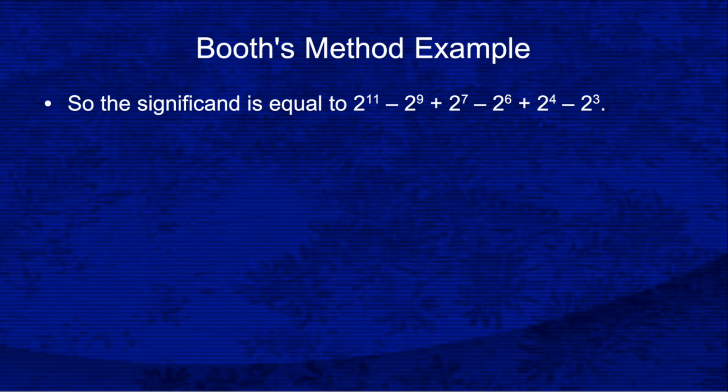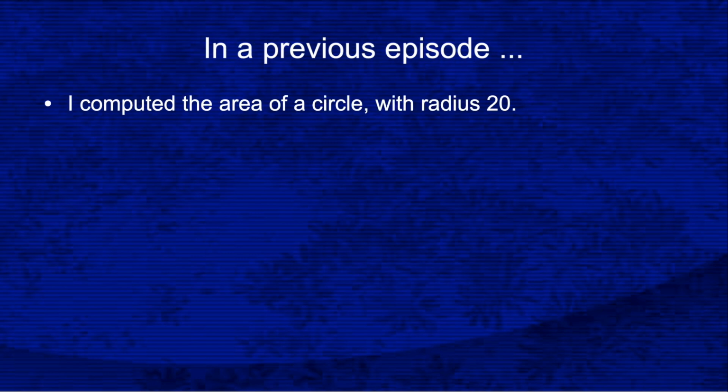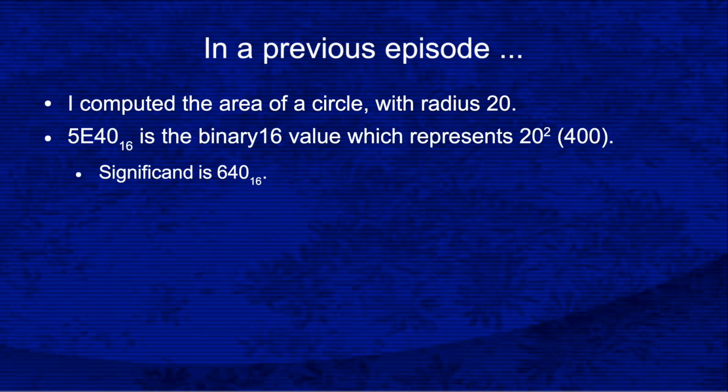So, the significand of the multiplier, described as differences of powers of 2, is 2 to the 11th power, minus 2 to the 9th power, plus 2 to the 7th power, minus 2 to the 6th power, plus 2 to the 4th power, minus 2 to the 3rd power. In an earlier video, I performed the calculation of the area of a circle with the radius of 20 centimeters. This, of course, is done by squaring the radius and multiplying by pi. The radius squared is 400. Written as a binary 16 value, this is the hexadecimal value 5E40.